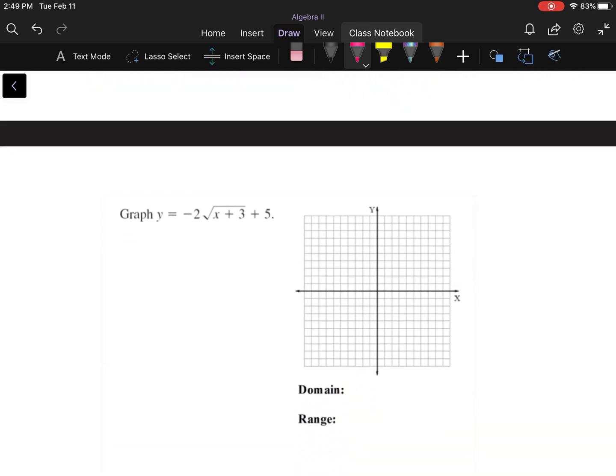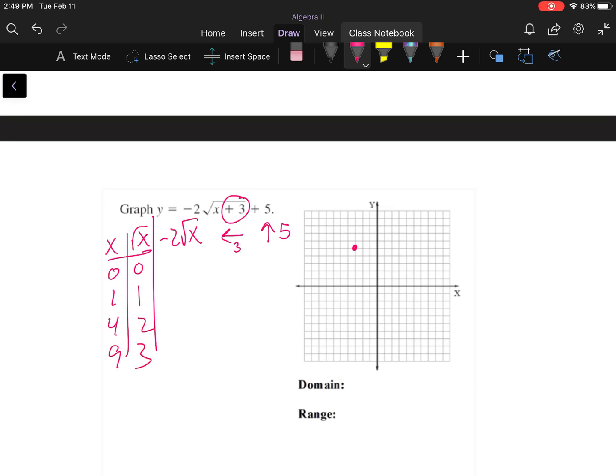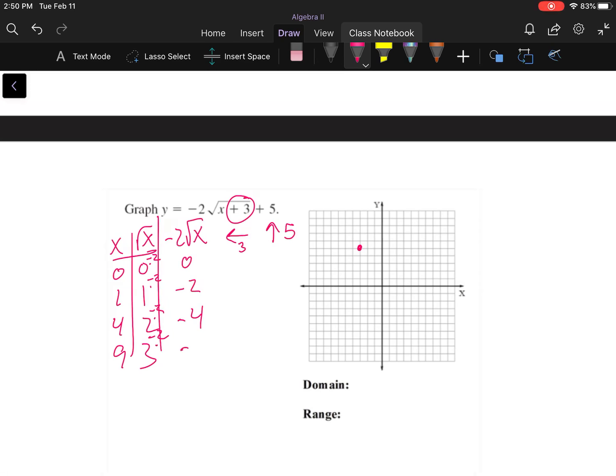So here we go. I'm going to go to the left 3 because of that, but I'm going to go up 5. And same graph, so x, square root of x, and I'll eventually have a negative 2 square roots of x. So 0, 0, and 1, 1, 4, 2. Again, if you want to go 9 and 3, that works. We're going to multiply those all by negative 2. If you notice, these positive values in my middle table will turn into negative ones, which is fine because a negative a value should make it a reflection.